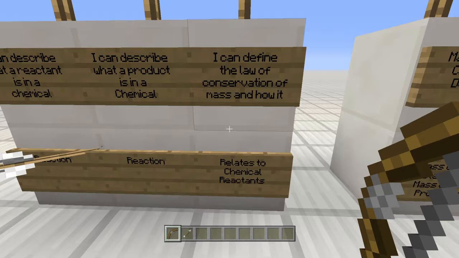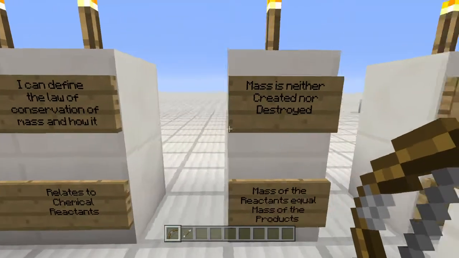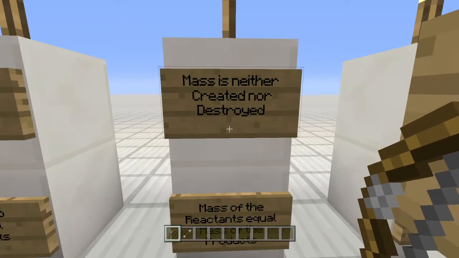Before we begin, some prior knowledge you should know so that you can properly understand this video is the definition of the law of conservation of mass. Here is the definition. The law of conservation of mass states that mass is neither created nor destroyed by chemical reactions or physical transformations. According to the law of conservation of mass, the mass of the products in a chemical reaction must equal the mass of the reactants.